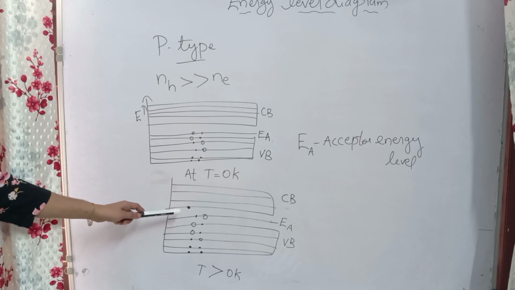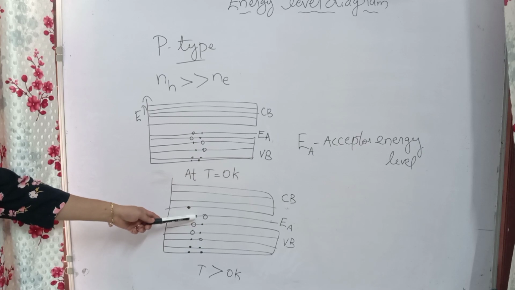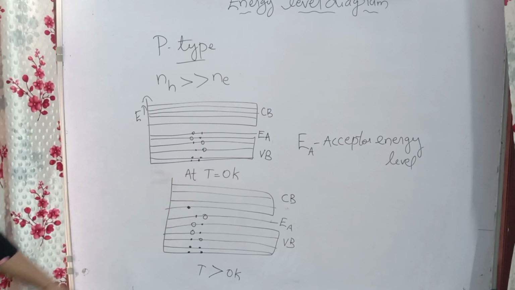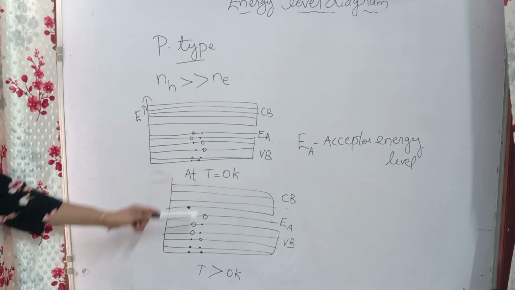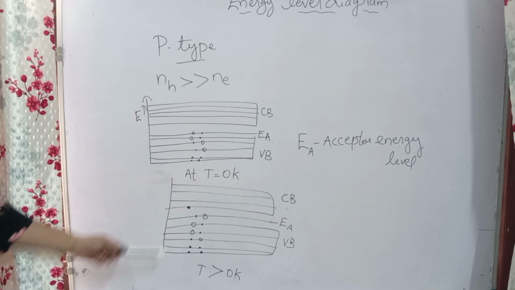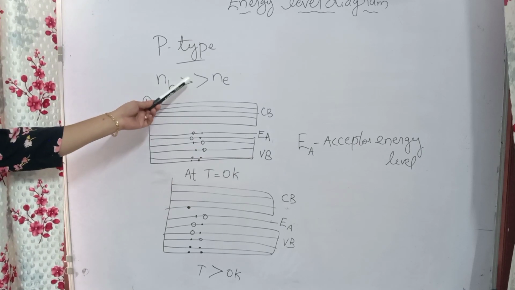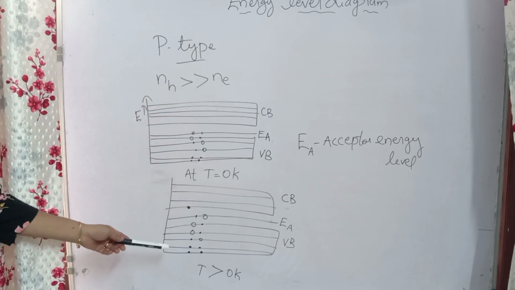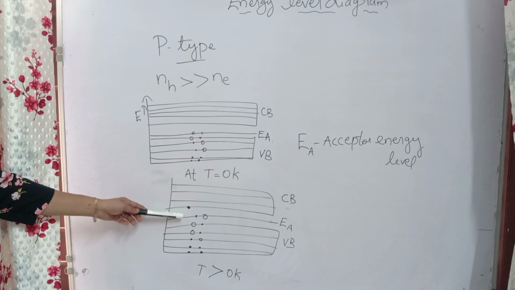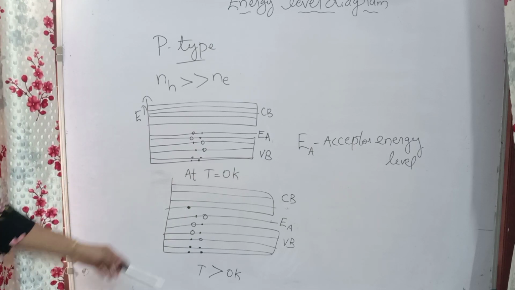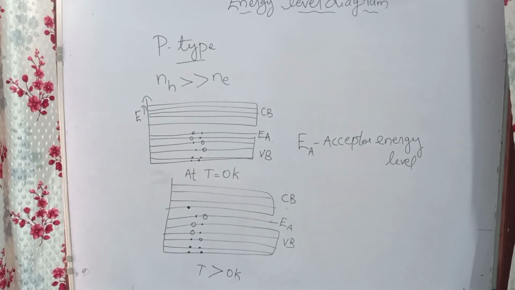Due to the acceptor energy level, an electron will move from the valence band to the conduction band, right? That will create a vacancy, and that electron will move to the conduction band. So here conduction occurs due to holes, so the majority charge carriers are holes. NH will be much greater than Ne, the number of electrons. So holes will be the majority charge carriers, and here we can see the number of holes is more than the electrons in the conduction band. Okay, so this is the p-type semiconductor, and I hope it is clear to you.